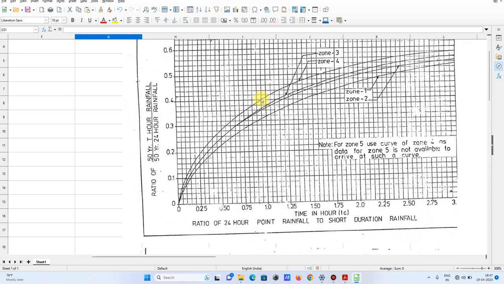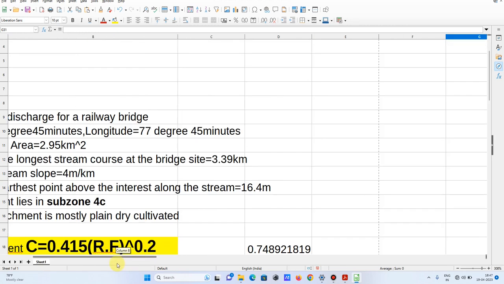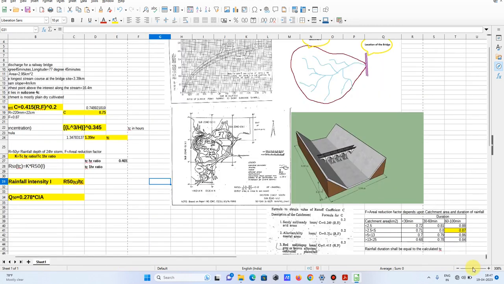So here this is zone 4, and located, it's coming around 0.42, I can say around 0.415, 0.41. The zone 4 is 0.41. So this TC 1 hour ratio is 0.41.